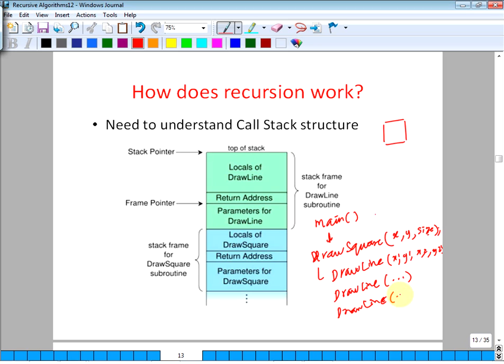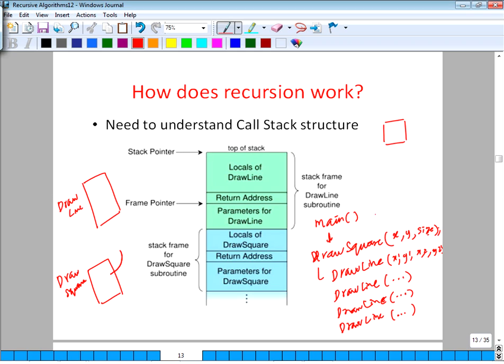So this picture tries to show what happens when it invokes draw line. In the stack memory, you basically push the various parameters we need for the draw line, and then the return address, where to return in the code. In the code area, you have the code for draw line, and similarly the code for draw square. So at some point, you're going to invoke here.